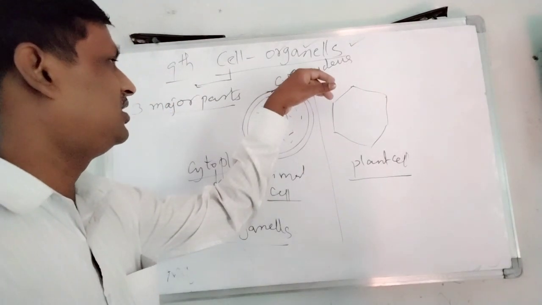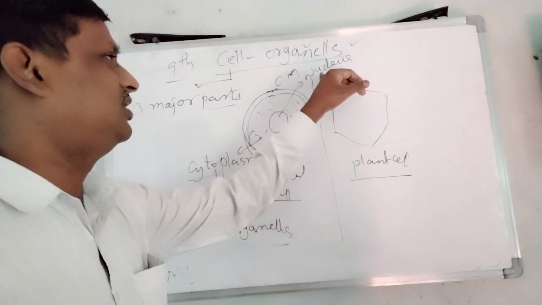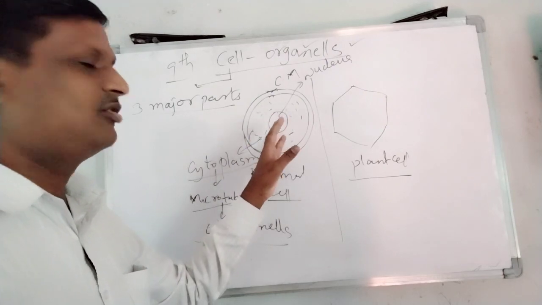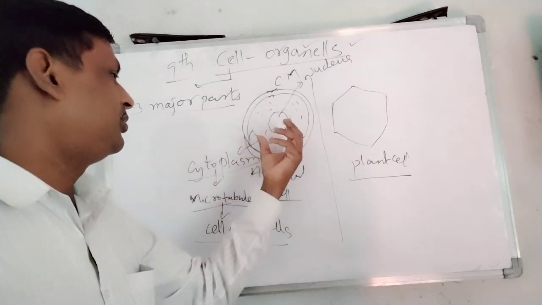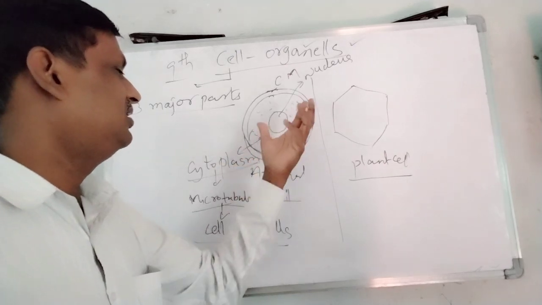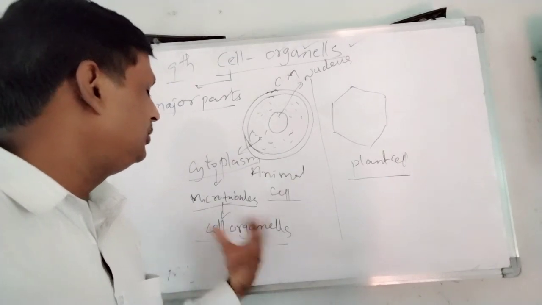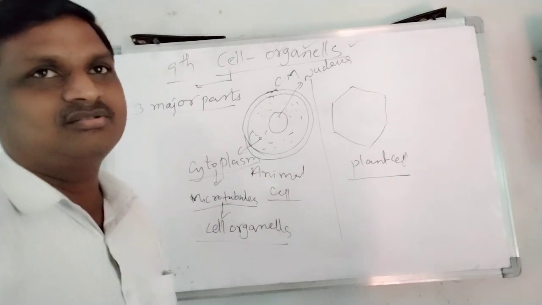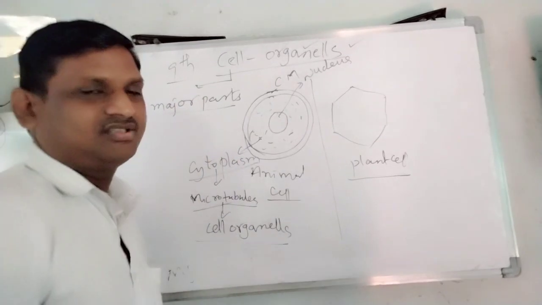The most important point is that the cell is surrounded by the cell membrane. This is the first part. Next, the nucleus. Then the cytoplasm, the liquid part of the cell. The cytoplasm consists of several small structures called cell organelles. So these are the three most important major parts in the cell.